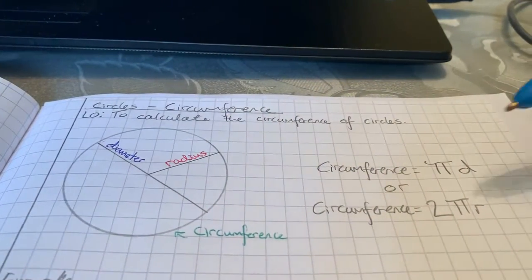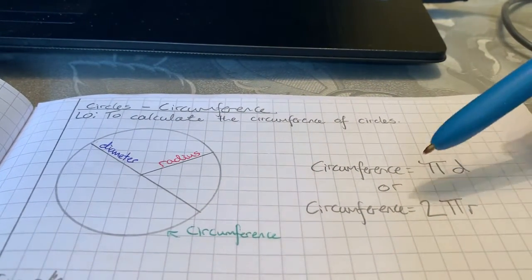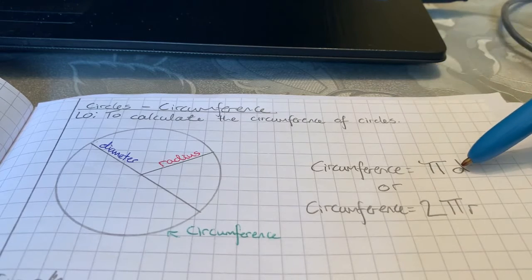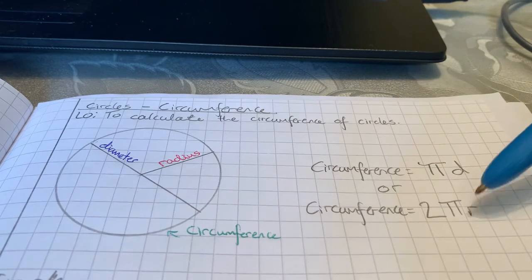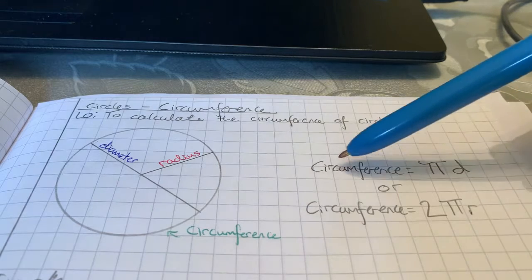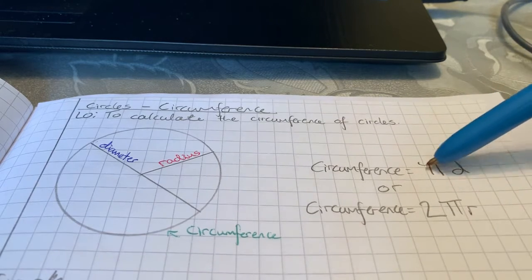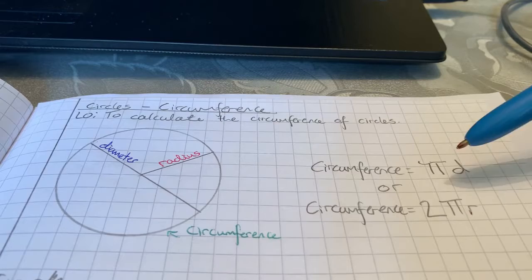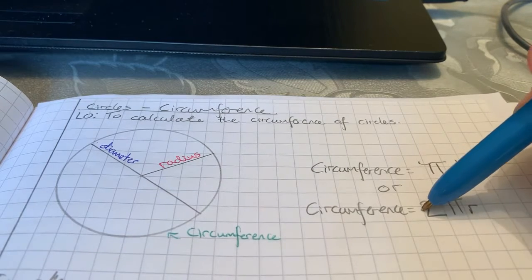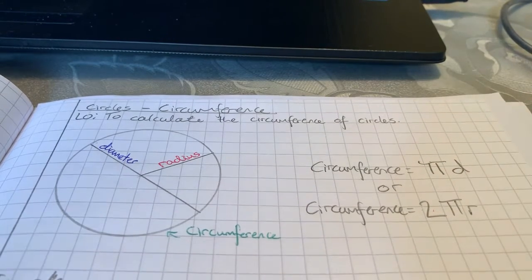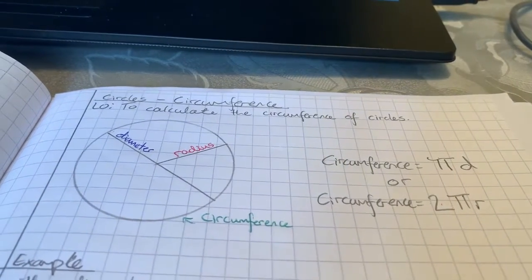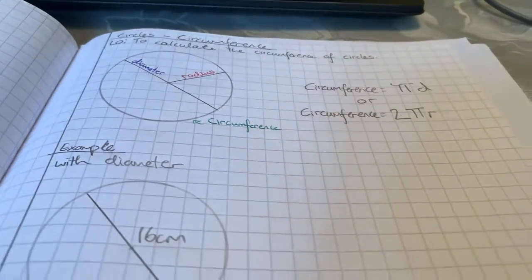Two different formulas. You can memorize, either one will work. It just depends on what you're given, diameter or radius. It's not too much of an issue. So one is pi times diameter, or diameter times pi. The only other one is 2 times pi times radius. So I'm going to get into applying these straight away.